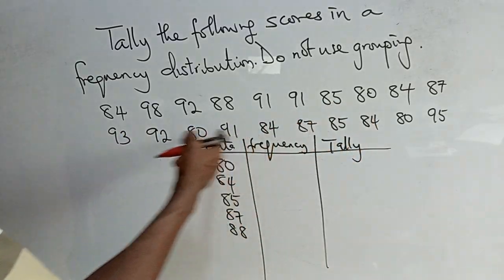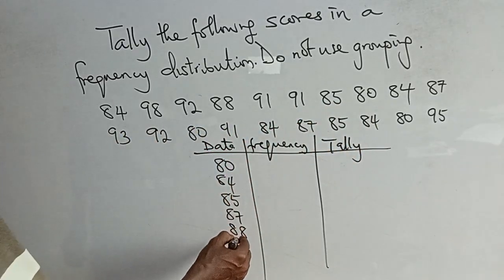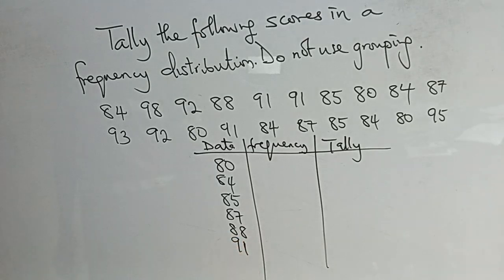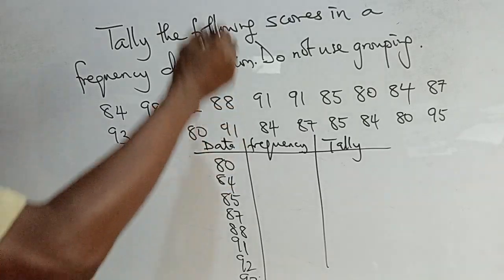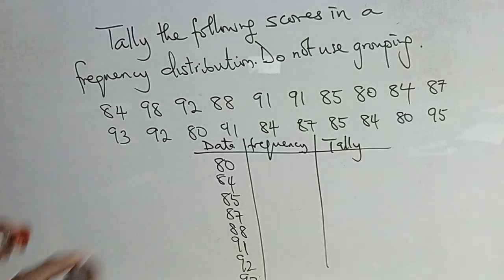Do we have 89? No. Do we have 90? No. Do we have 91? Yes, we do. Do we have 92? Yes. Do we have 93? We have 93. And we have 95. So let's rewrite it up here, but you can shift it by writing it later. Let's do it first and rewrite it because of our space.